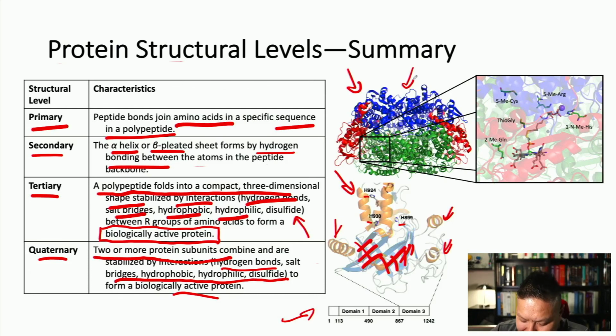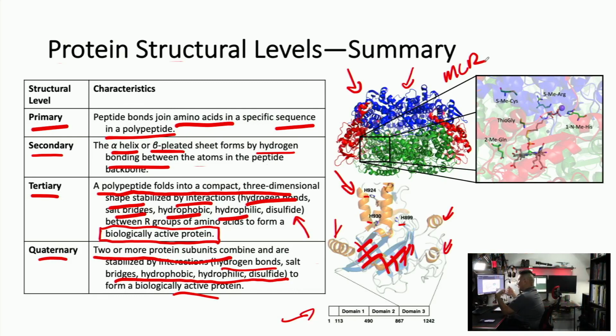So, it has multiple subunits, and this is called MCR. MCR is short for methyl coenzyme M reductase, right? And what methyl coenzyme M reductase does is that it can change things like CO2 into methane, right? Which is awesome because methane is a fuel and CO2 is a greenhouse gas, right? In a process called methanogenesis.